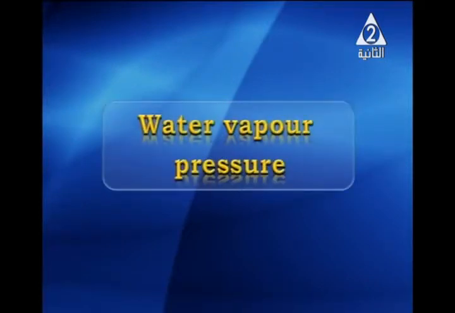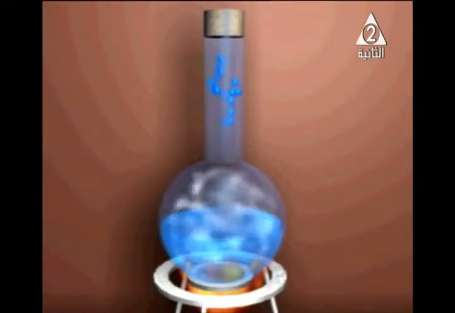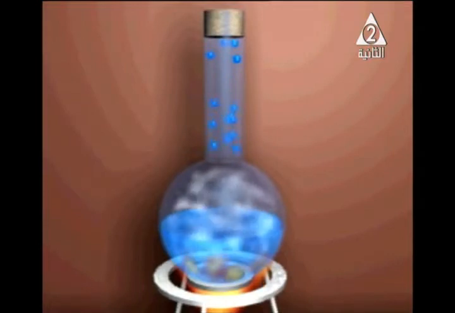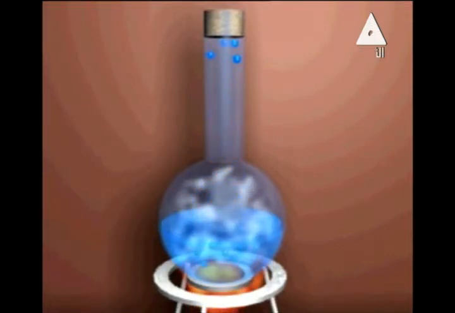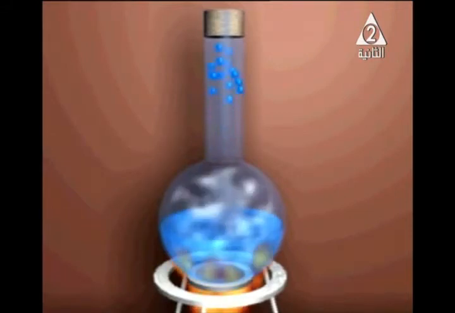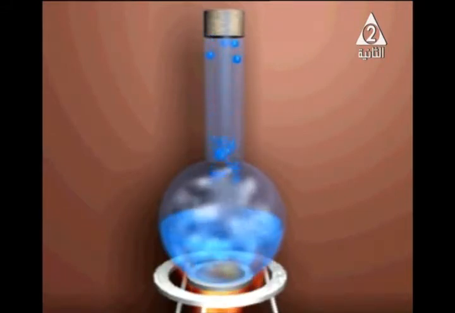So we have a definition here. What do we mean by vapor pressure? It is the pressure due to water vapor in air at a certain temperature. As shown on the screen, as the water is heated, the water molecules change from the liquid state to the gaseous state and move up into the spaces in the flask, so it causes the vapor pressure.